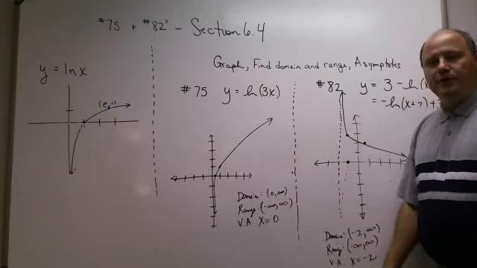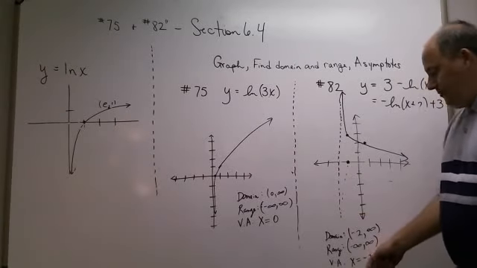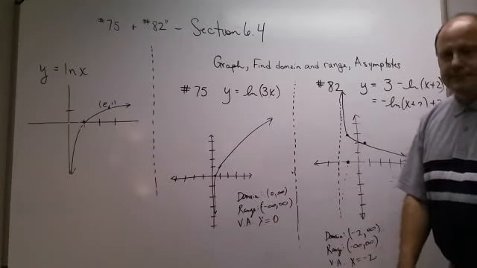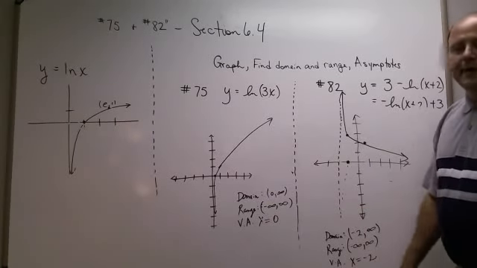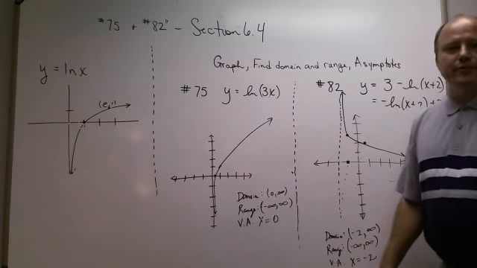The range will always be all real numbers on these things. And the vertical asymptote might be different depending on whether you move it or you don't move it, like you didn't move it on this one. And same thing with the domain. But anyway, this is 75 and 82 in section 6.4, and that's it.